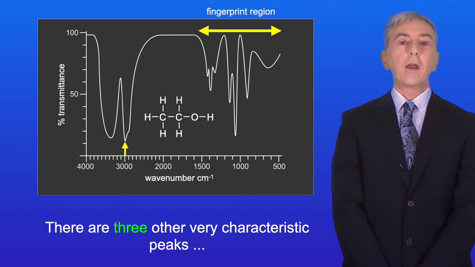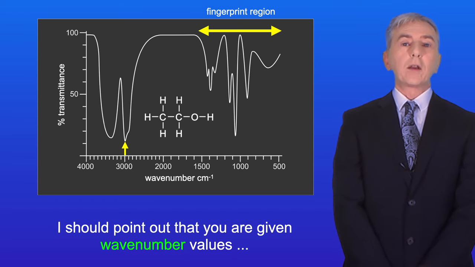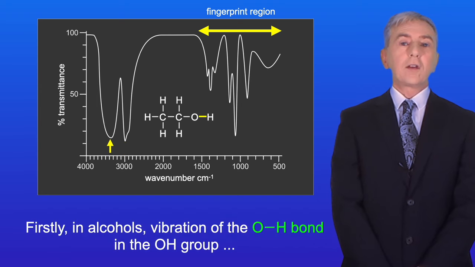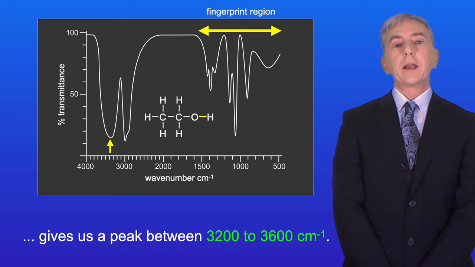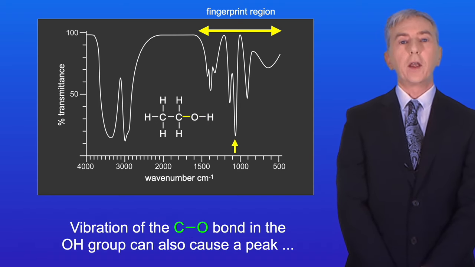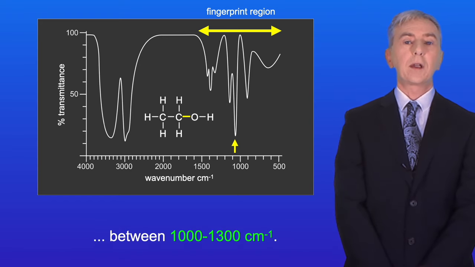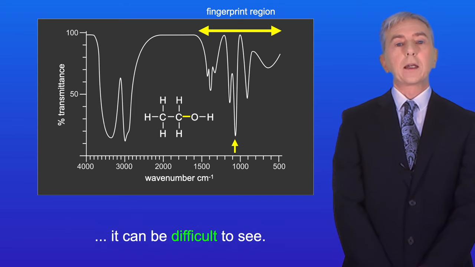Okay, now there are three other very characteristic peaks which you need to know for A-level chemistry. And I should point out that you are given wave number values for functional groups in the exam. Firstly, in alcohols, vibration of the oxygen to hydrogen bond in the OH group gives us a peak between 3,200 to 3,600 centimetres to the minus 1. Vibration of the carbon to oxygen bond in the OH group can also cause a peak between 1,000 to 1,300 centimetres to the minus 1. However, because this peak is in the fingerprint region, it can be difficult to see.